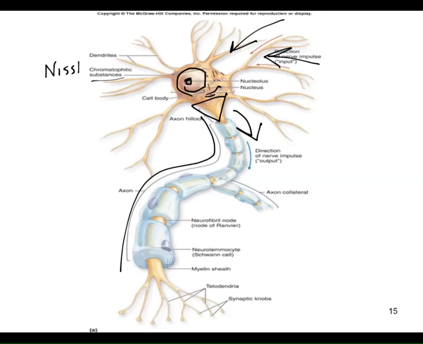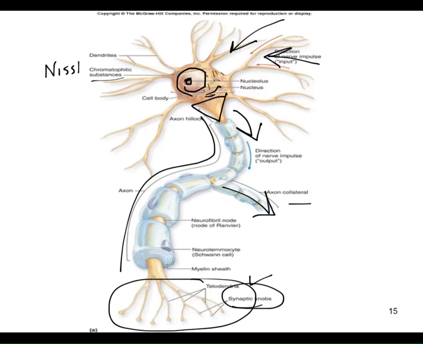The axon, only one, can have some branches. So there's a collateral or a branch coming off. At the very, very end, those finger-like extensions are the telodendria. And at the very, very end of those telodendria will be little synaptic knobs, little swollen ends of the telodendria. The other name, again, for those telodendria are the axon terminals.